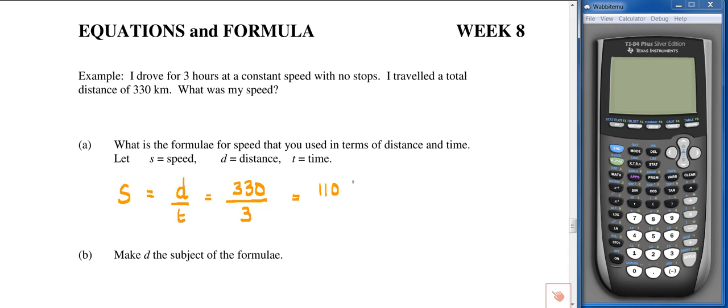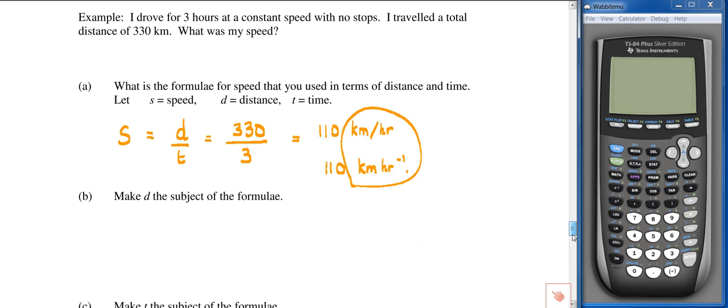Now the rate is, distance was in kilometres and time was in hours, so kilometres per hour. Sometimes you might see that unit written as kilometres and hour to the power -1. So either of those mean kilometres per hour. So it's a new formula. s is equal to d over t. Speed is equal to distance over time.